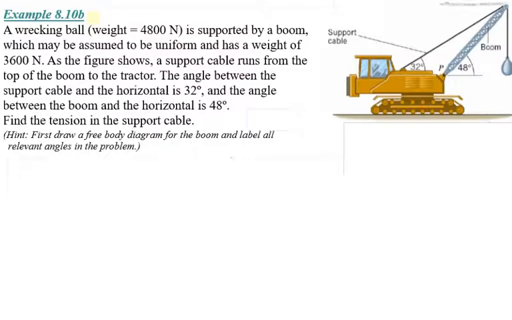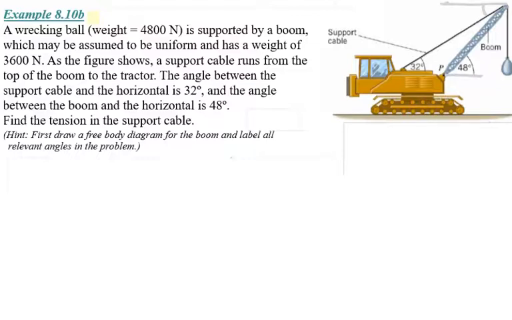So right here we have 32 degrees. And the angle between the boom and the horizontal is 48 degrees. So this angle right here is 48 degrees. Find the tension in the support cable.